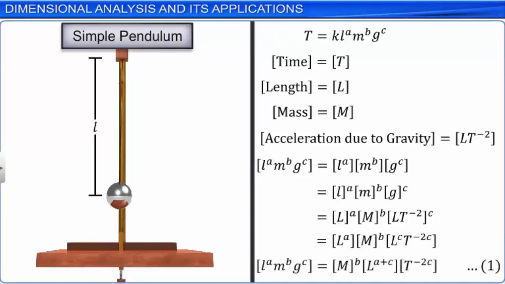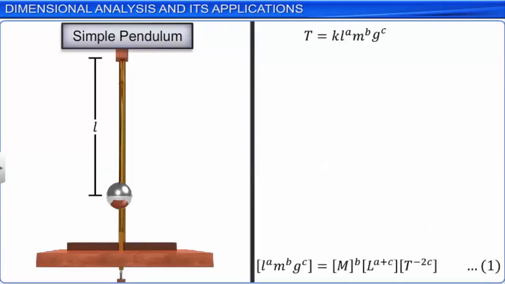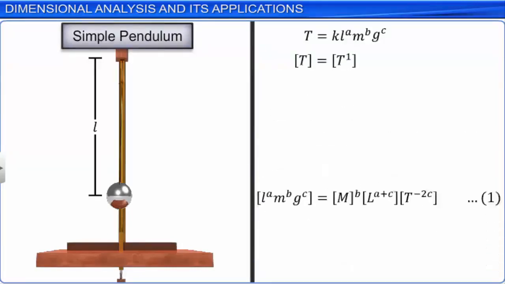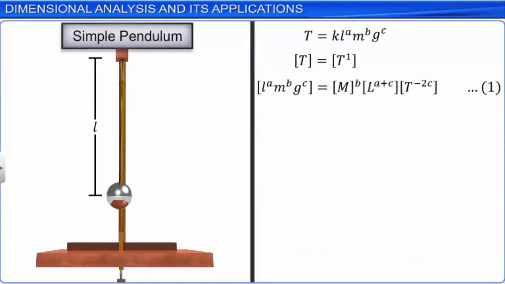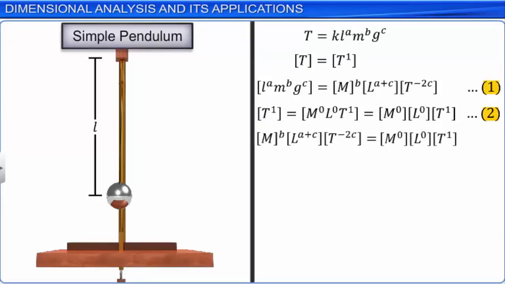The dimensional formula of the quantity on the left side of the equation is as shown. As we do not have the term for m and L on the left-hand side of the equation, we take their powers to be 0 as shown. Let this be equation 2. Equating equations 1 and 2, we compare the powers of the base quantities on both sides of the equation.